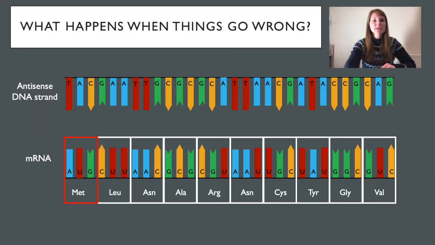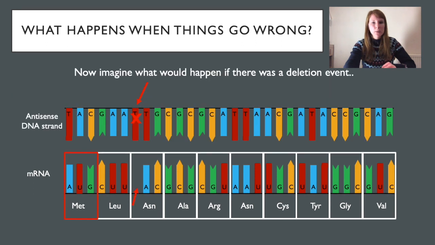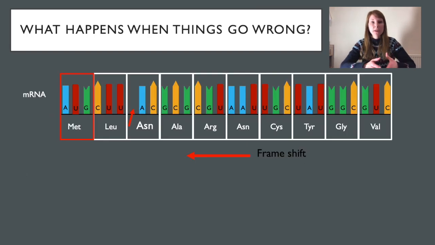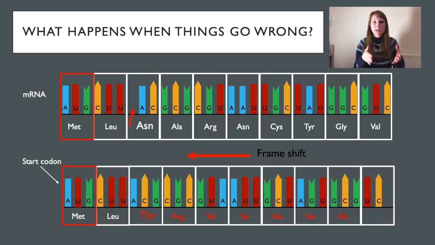If this thymine was to be deleted in the DNA sequence, then this adenine would not be transcribed as it should be in the RNA sequence. This causes what is known as a frame shift. This means that all the bases from this point onwards shift over by one place, meaning that the codons are now all different from this point onwards. The first two codons are still the same, but since all the bases have shifted along by one, instead of this codon being translated into asparagine, it is now going to be translated into threonine.